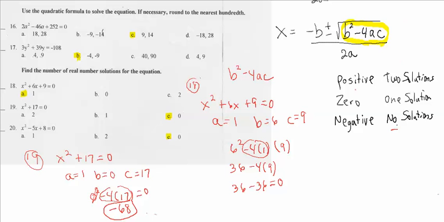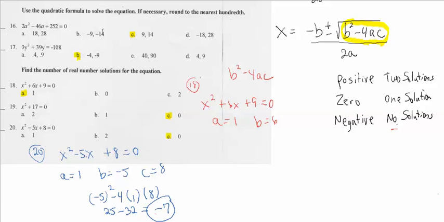And now the last one, okay, number 20, we have our a is 1, our b is negative 5, our c is positive 8. I put it into the discriminant. So negative 5 times negative 5 is 25. Negative 4 times 1 is negative 4. And negative 4 times 8 is negative 32. Keep, change, change. I get a negative 7. If you have a negative 7, you have no solution. So it's 0 solutions. Another letter C.